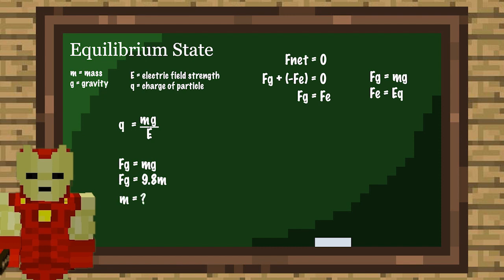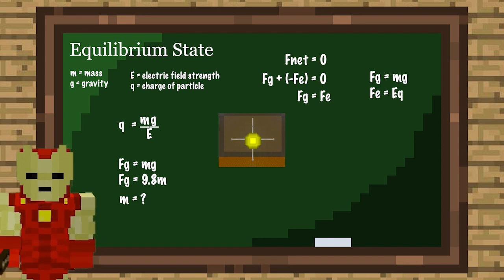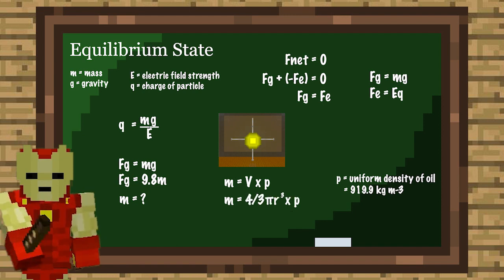This was overcome by using a crosshair that allowed him to measure the radius of the spherical droplet. Following this, he calculated the volume of this droplet and multiplied it by the uniform density of oil to determine the mass of the droplet using the formula shown.